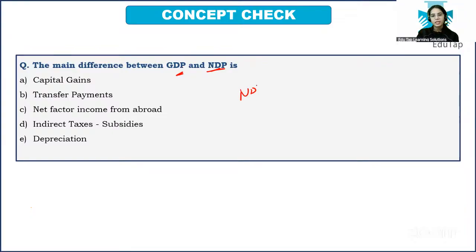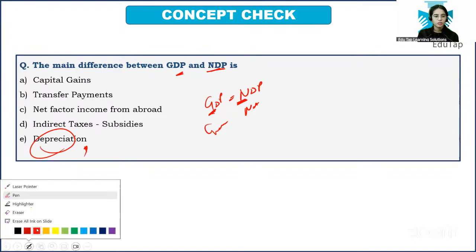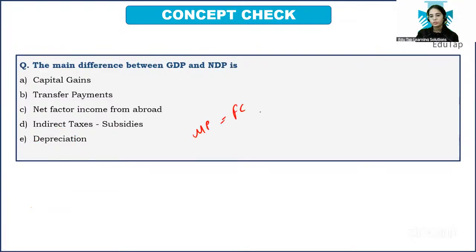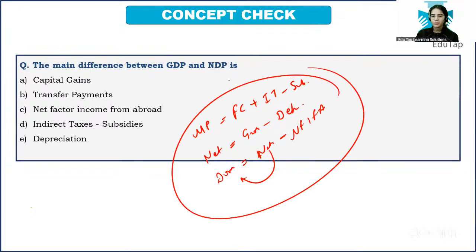Okay. If you are going from NDP to GDP or GDP to NDP, the net and gross. The difference between net and gross is because of depreciation. Okay. Chalo. If you are going from factor cost to market price, what do you have to do? Add indirect taxes, deduct the subsidies. If you are going from gross to net, what do you have to do? Deduct depreciation. Very good. If you are going from national to domestic, what do you have to do? Deduct the net factor income from abroad. That's it. Okay. Chalo.